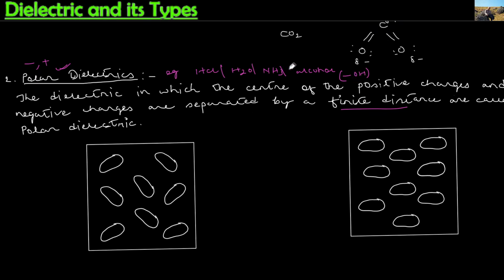All these types of substances available in nature will behave as polar molecules, or we talk of the substance as a polar dielectric. Which means that the center of the positive and the negative charge are separated by a finite distance. That means there is a finite distance between them.